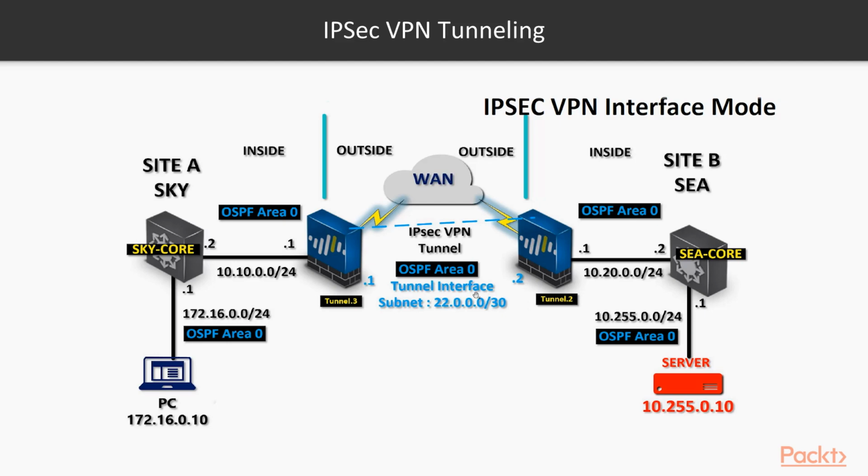So let's go ahead and configure the IPsec tunnel in tunnel mode. What we're going to do is just update the existing tunnel and add an interface IP in both locations, then enable OSPF end to end. Okay, so let's get started.